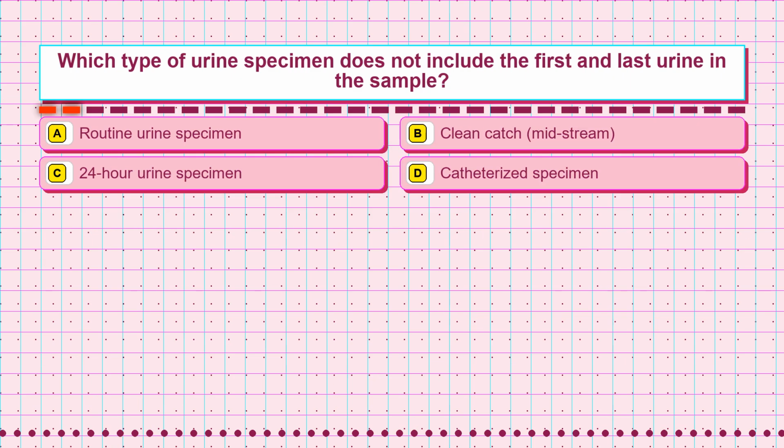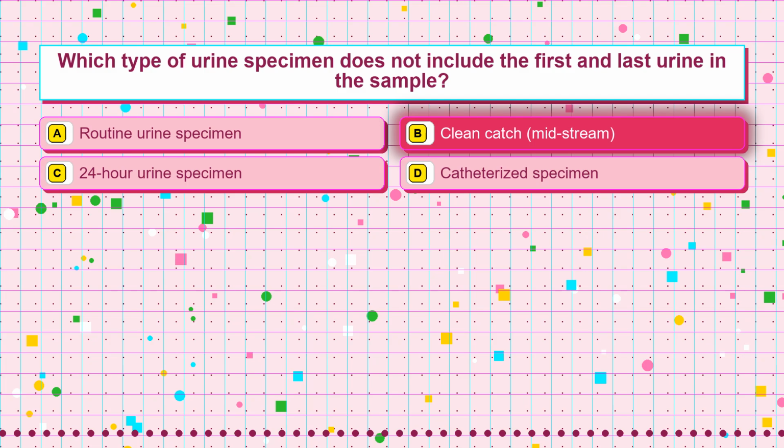Question 49. Which type of urine specimen does not include the first and last urine in the sample? Option A, a routine urine specimen. Option B, clean catch, midstream. Option C, a 24-hour urine specimen. Option D, catheterized specimen.